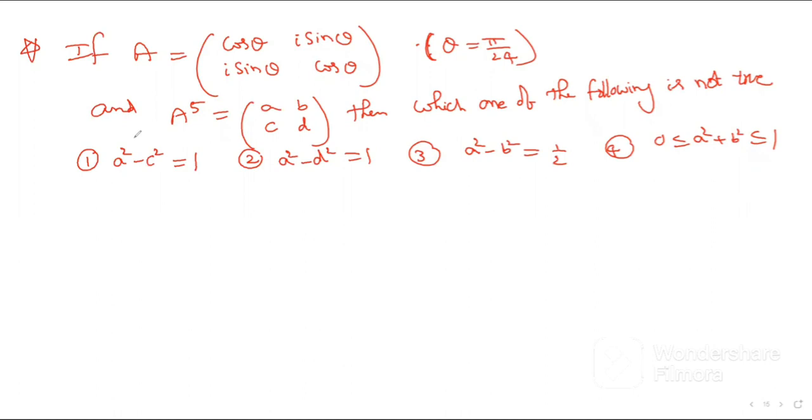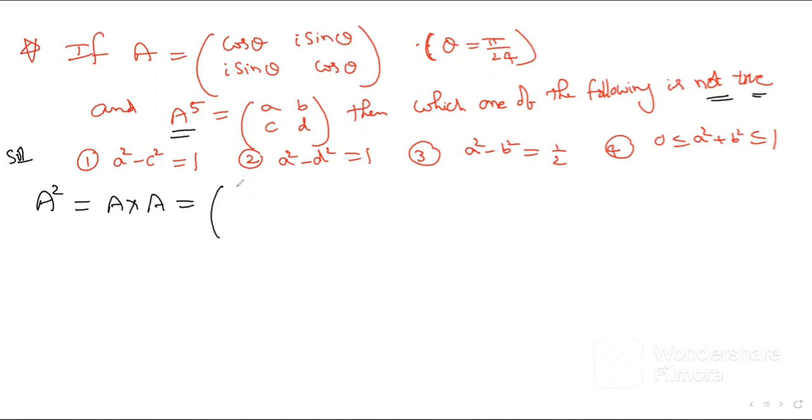Okay, now I am going to explain the next question. Here the matrix A is given, as well as A to the power 5 equal to the matrix with entries a, b, c, d. Which one of the following is not true? First we have to find A square, then A to the power 5. So A square is A into A.